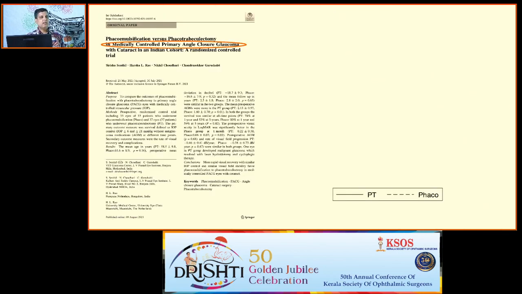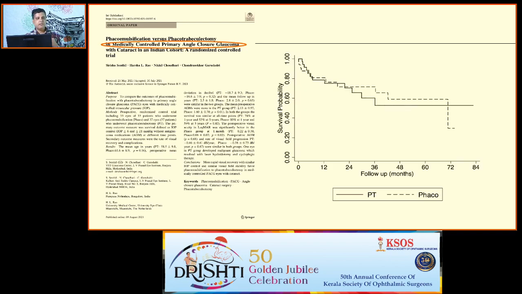So, a study published from India, 2021, Dr. Shirisha from LVP. This is a cohort of medically controlled primary angle closure glaucoma patients, right? And they found that after about 6 years, if you are medically controlled PACG, the Kaplan-Meier survival probabilities between the two groups are very similar. So they have similar results in terms of the survival of the eyes.